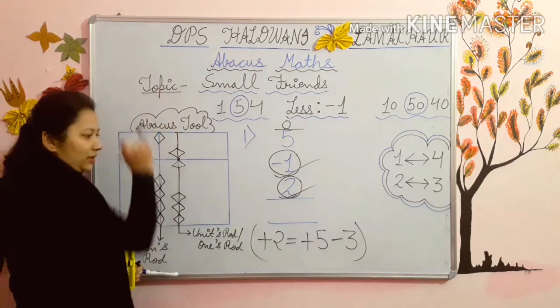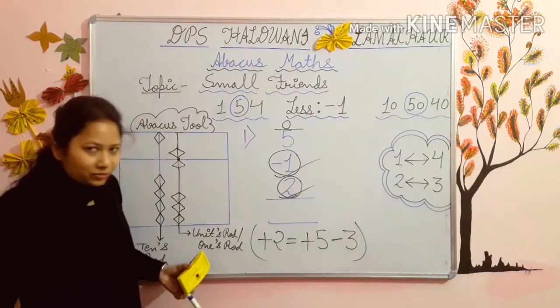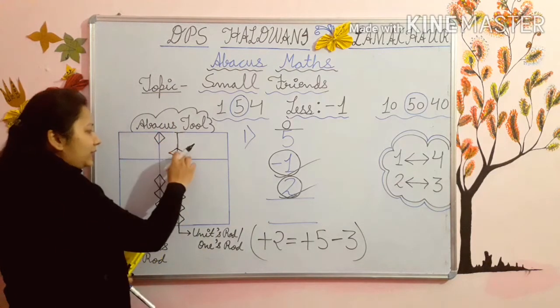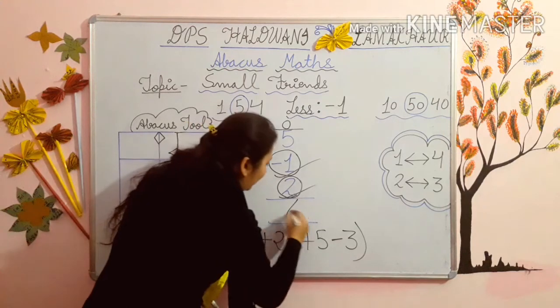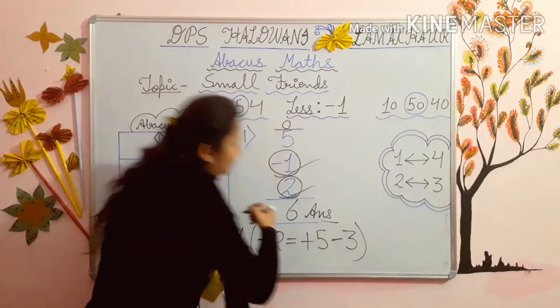Now count the beads. See, in tens rod we have not used it, so we will not count it. Now here 5, 6. And this is your answer.